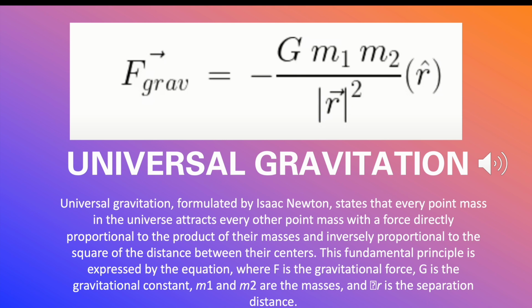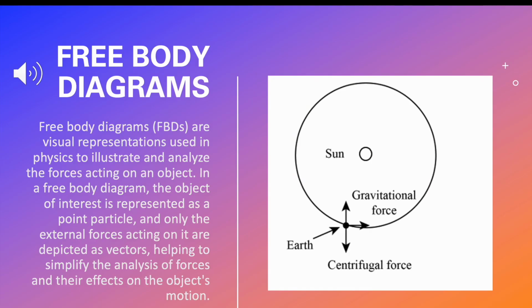Universal gravitation states that every point mass in the universe is attracted to every other point mass, which we can use the formula above, where F is the gravitational force, G is the gravitational constant, M1 and M2 are the masses provided, and R is the separation distance. Free body diagrams are visual representations used to analyze the forces acting on an object. For example, in the one we see on the right, we can see the gravitational force of the Earth, the centrifugal force, and the force of acceleration in comparison to the sun.